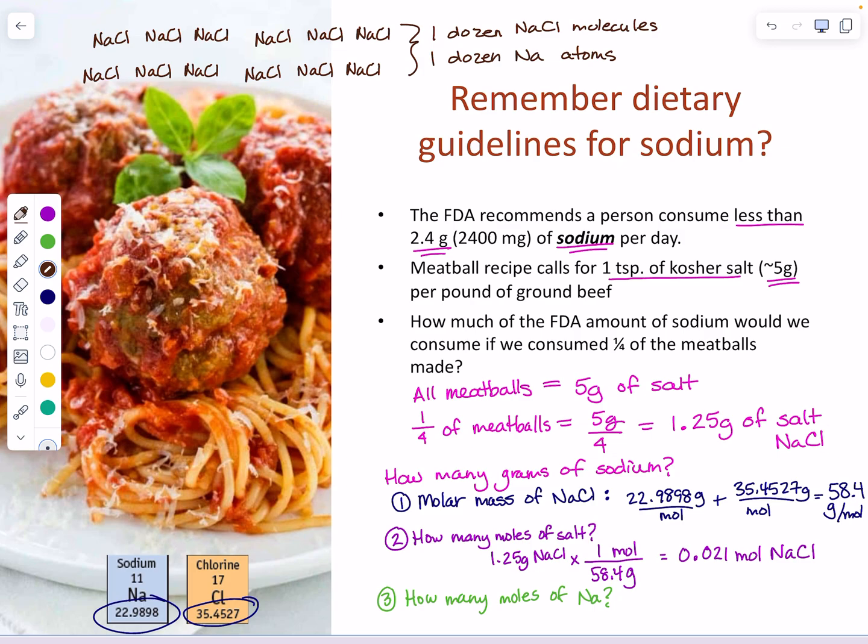All right. So now what we're going to do is a kind of useless conversion, but just to prove the point, we're going to say we have 1 mole of sodium per 1 mole of sodium chloride, okay?